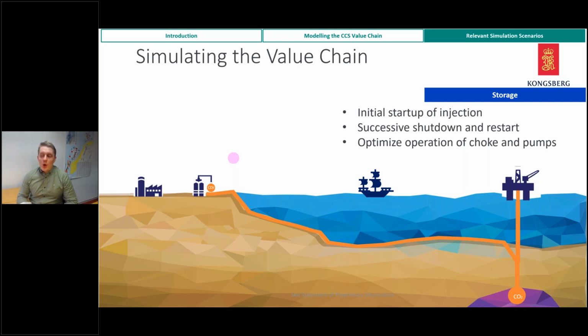And of course, optimize the operation. The injection operation, we wanted to use as little energy as possible. We would love for the chokes to be 100% open and still be in complete control of the process. Is that possible? And if so, how do we do it? So for the storage section, there's also a bunch of simulation scenarios that are going to be very important for you to look into.